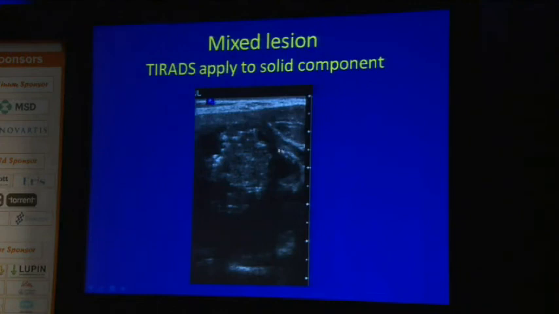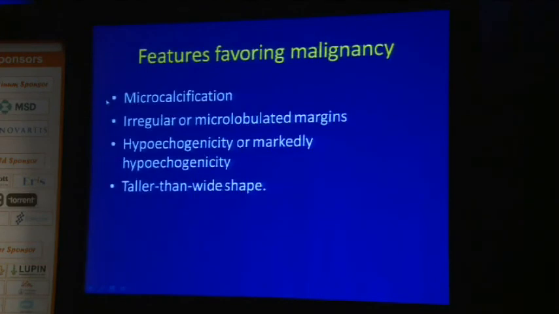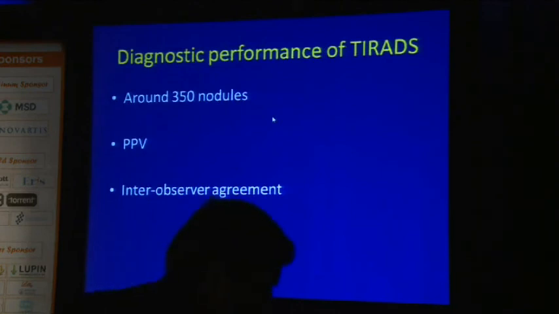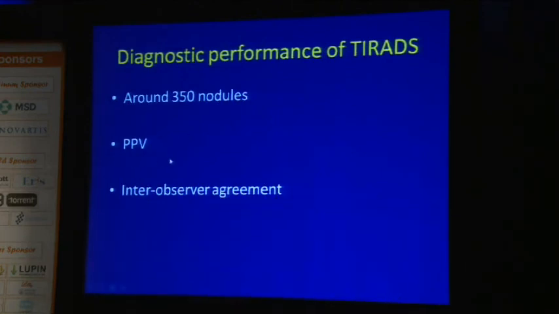So in a lesion which is mixed with solid and cystic components, the solid component is what needs to be assessed for TIRADS. So features favoring malignancy include microcalcification, irregular or microlobulated margin, hypoechogenicity or marked hypoechogenicity, and taller than wide shape. So in our institution, we assessed about 350 nodules consecutively and prospectively, to find out the positive predictive value and the inter-observer agreement of TIRADS.